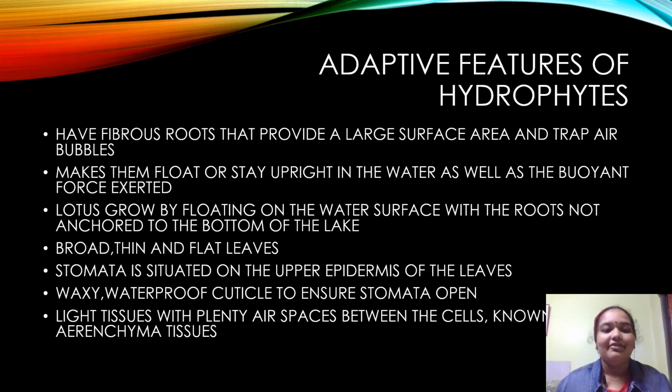So they have very broad, thin, and flat leaves. Their stomata is situated in the upper epidermis of the leaves. And the upper epidermis of the leaves is very waxy and waterproof to ensure the stomata is always open. And the light tissue with air spaces between the cells is known as parenchyma tissue. Okay, let's go to the next slide.